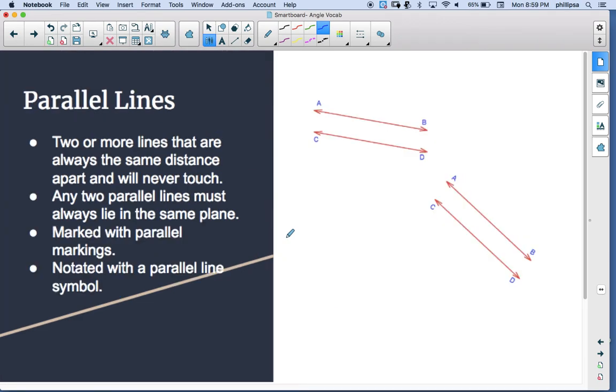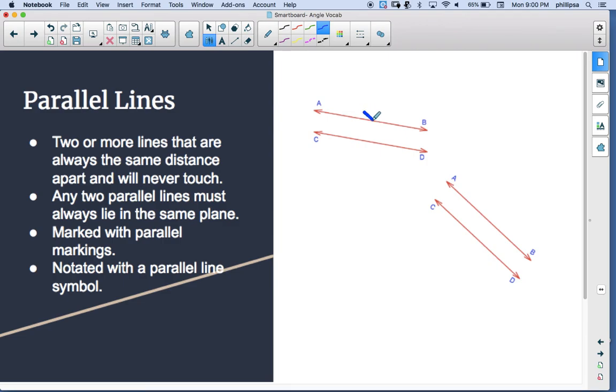Okay, so finishing up, we've got two more: parallel and perpendicular lines. Words that you have probably seen before. You may not remember it, but you have done it in Algebra 1. Parallel lines are two or more lines that are always the same distance apart, and they will never ever touch. Any two parallel lines must always lie in the same plane. We do mark a diagram that has parallel lines, and we'll also notate it with parallel symbols. So I have two sets of parallel lines here.